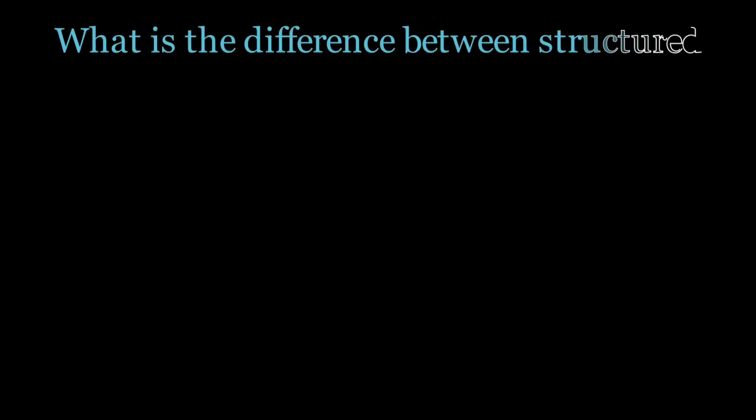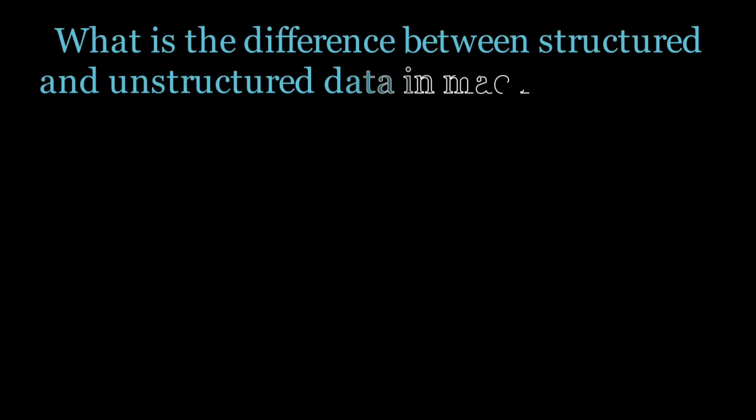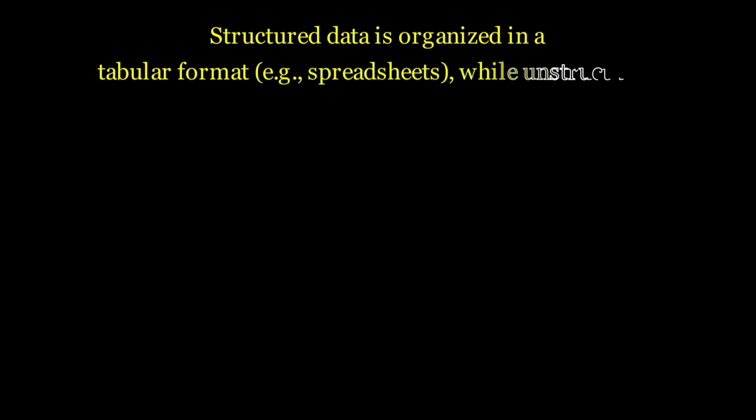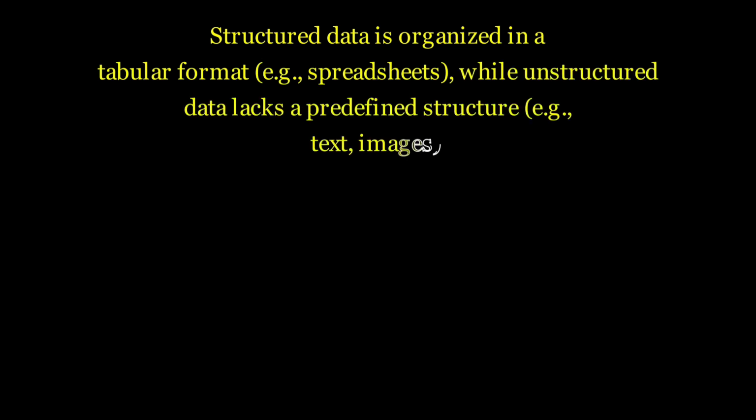What is the difference between structured and unstructured data in machine learning? Structured data is organized in a tabular format, e.g., spreadsheets, while unstructured data lacks a predefined structure, e.g., text, images.